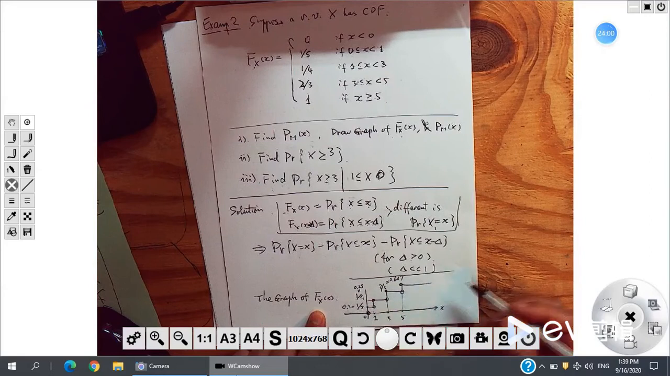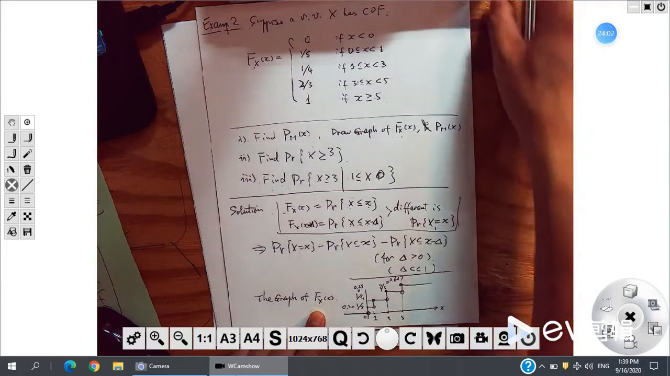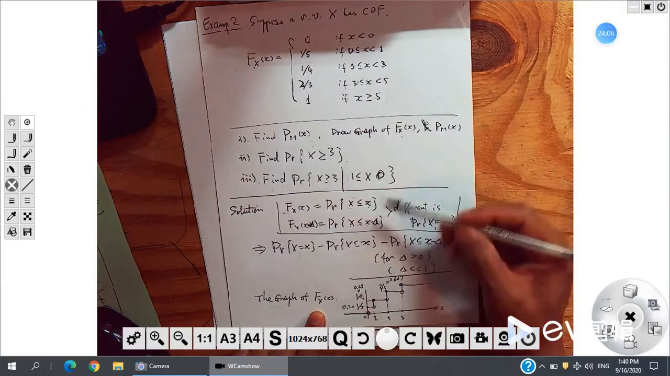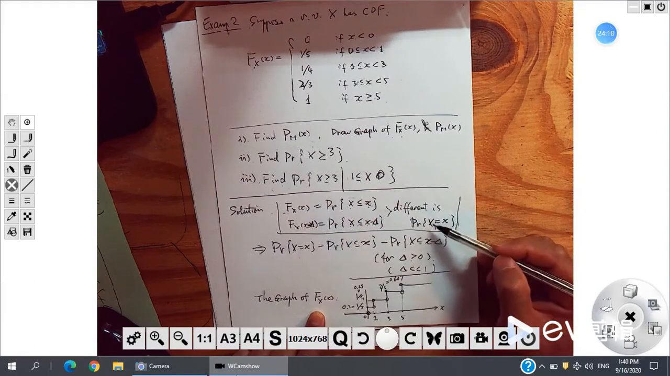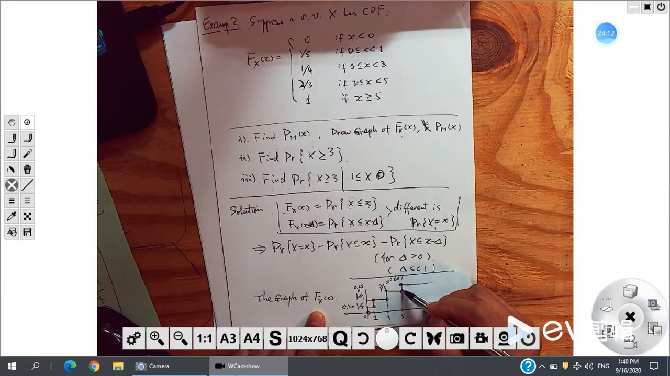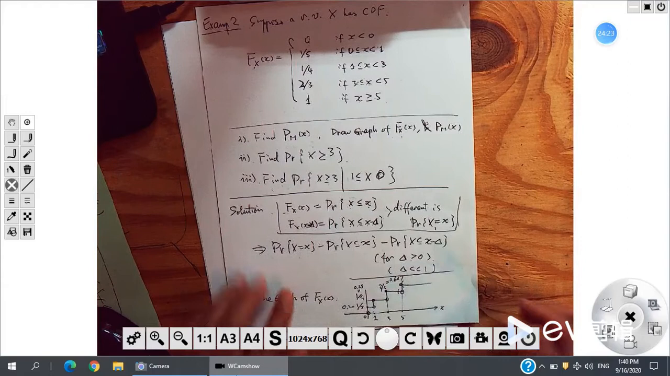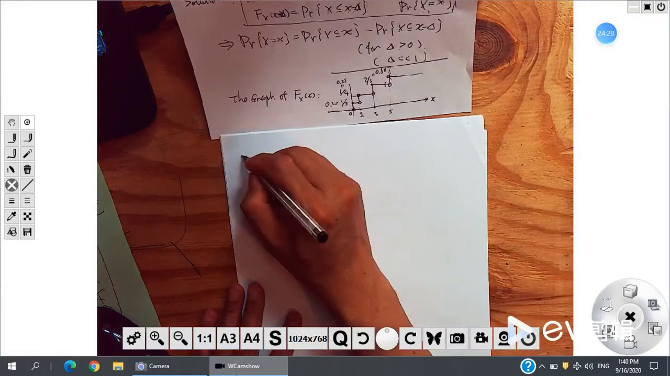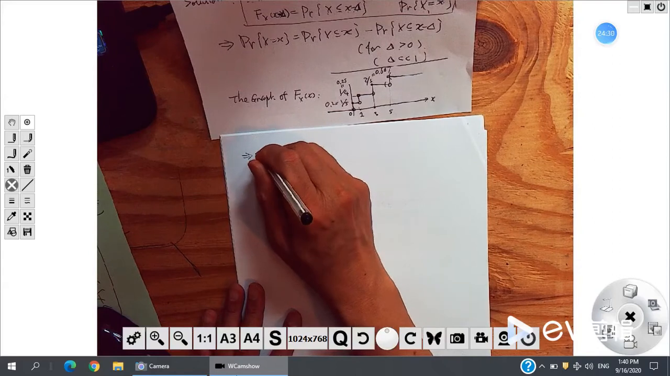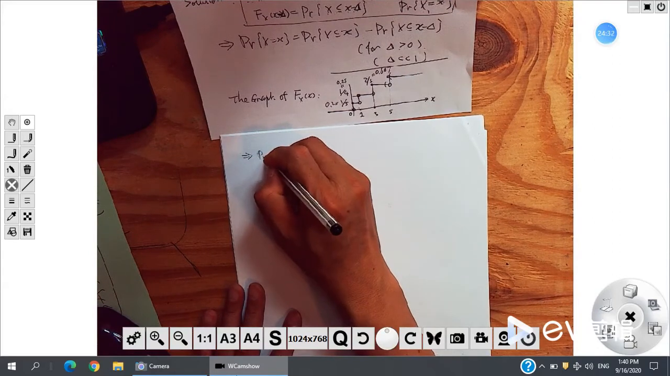So this is a graph of the CDF. As we discussed here, you check the difference between these two, and you have this probability. So at every point, you check the difference between this one and this one. This is a jump, right? You can have the probability here. So where's the probability mass function?